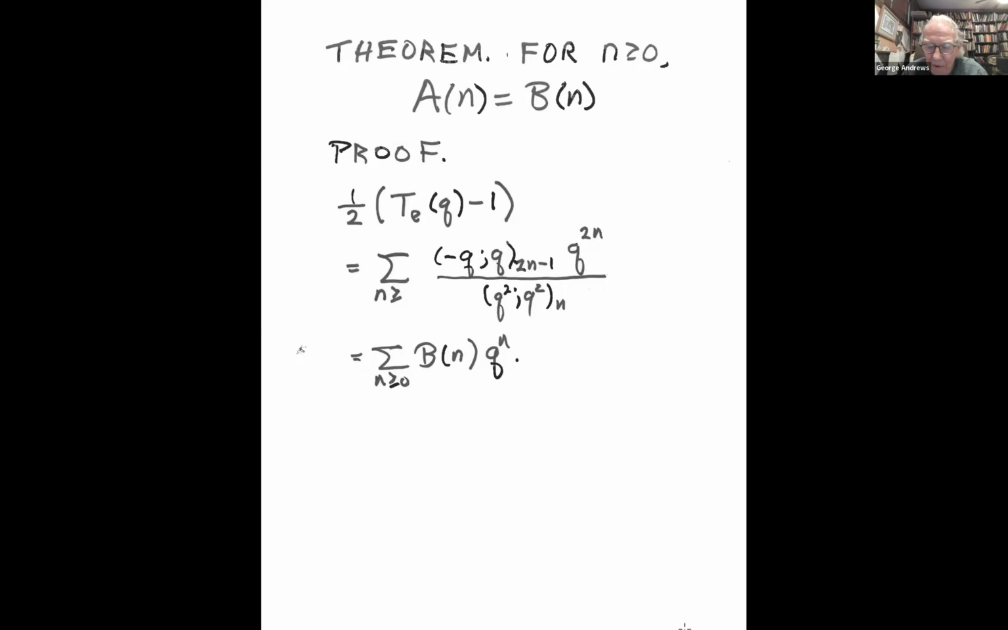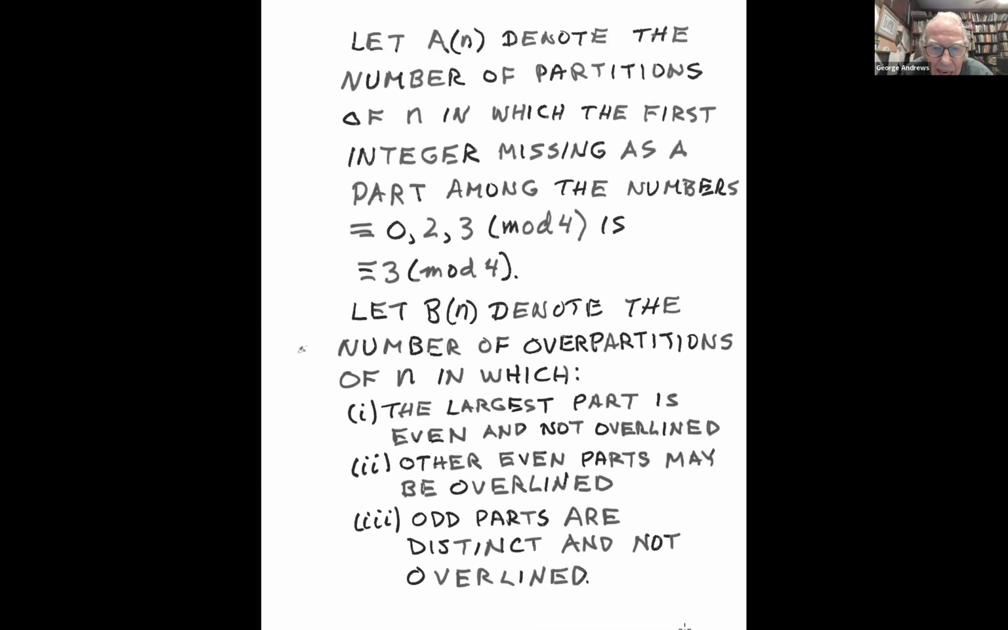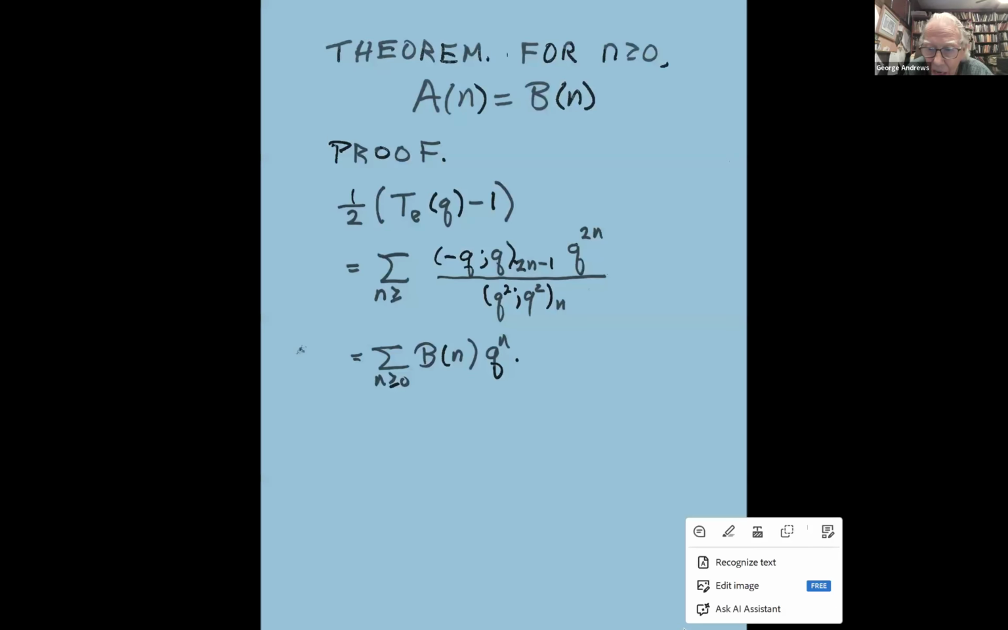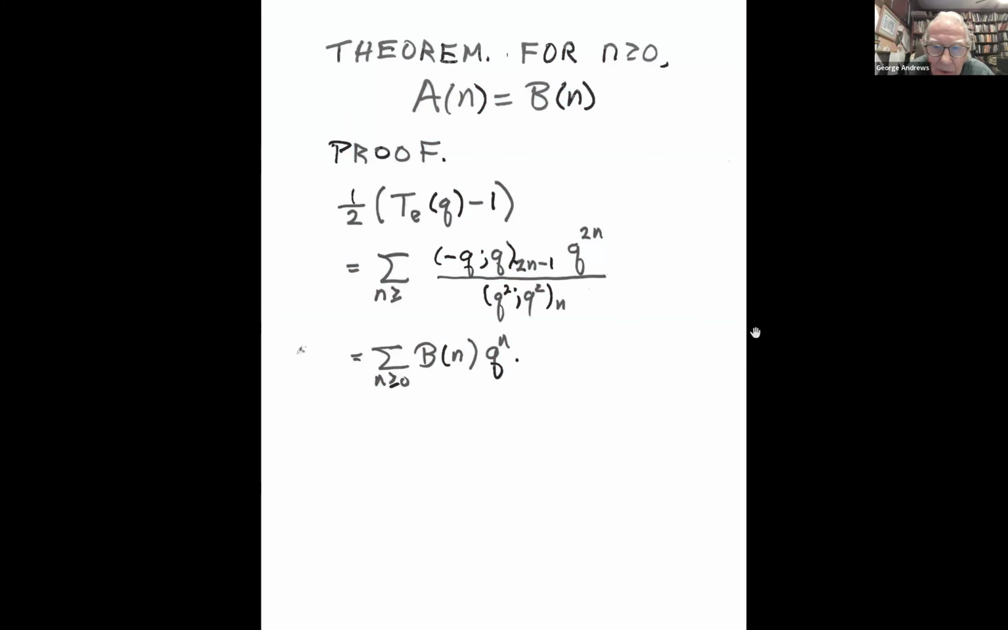And so that we have the largest part is even and not overlined. So that's Q to the 2n. The odd parts have to be distinct, and the other even parts may or may not be overlined. And the Q squared Q code sub n generates the other even parts that aren't overlined, and this is clearly B of n.